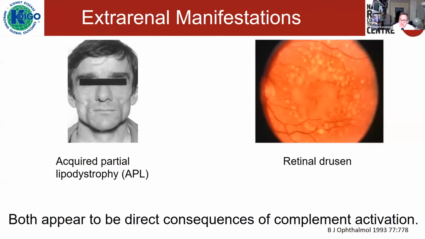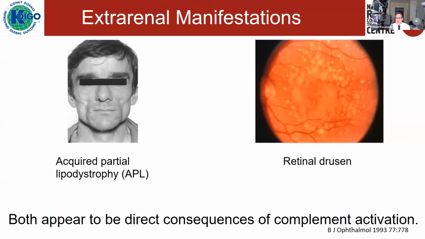There are extrarenal manifestations of C3G, and in those with C3 nephritic factors and C3 glomerulonephritis, facial lipodystrophy can be seen. Factor D is expressed in adipose tissue and is required for the formation of the C3 convertase. And it has been suggested that loss of fat may be because of C3 nephritic factor-induced lysis of the adipocytes expressing factor D.